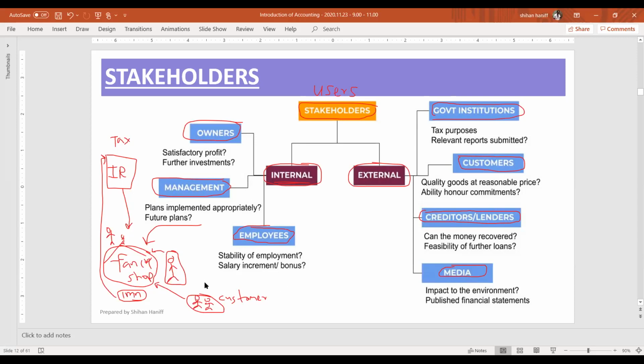And the media, competitors. There is another fancy shop in another place. So they also see what is happening, what is going on, and they make their decisions on these financial statements. So understand stakeholders, internal and external.